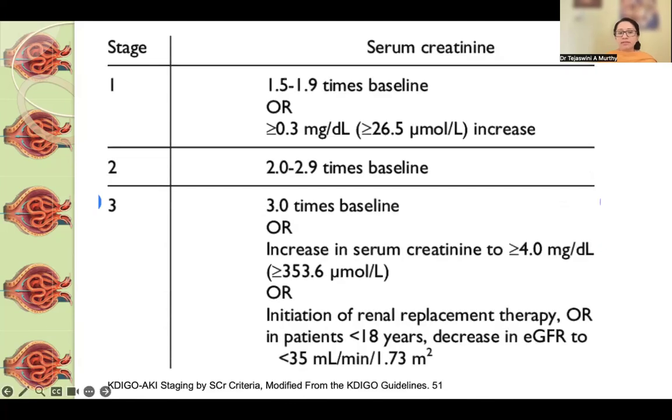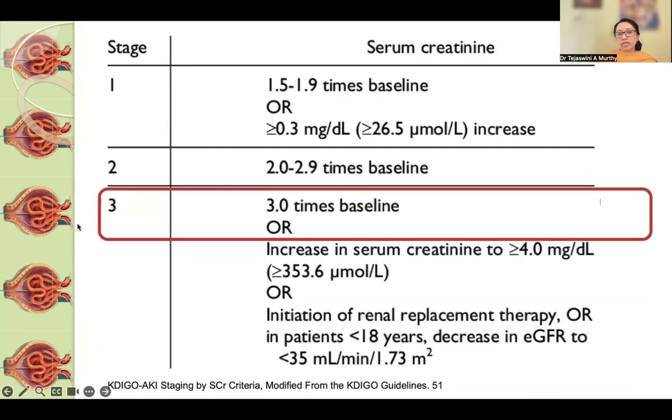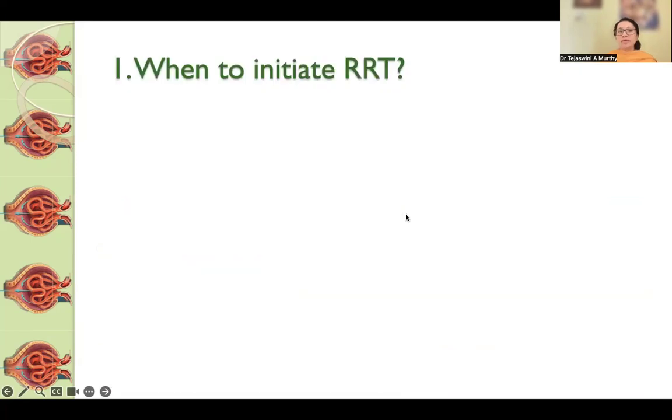And then this is the KDIGO AKI guidelines staging. In this also, stage 3 is where most patients will require dialysis, where creatinine is 3 times the baseline. And this is where most patients are recruited.